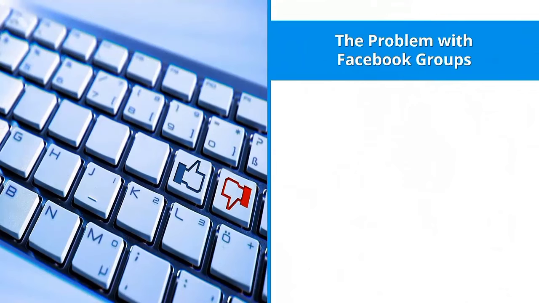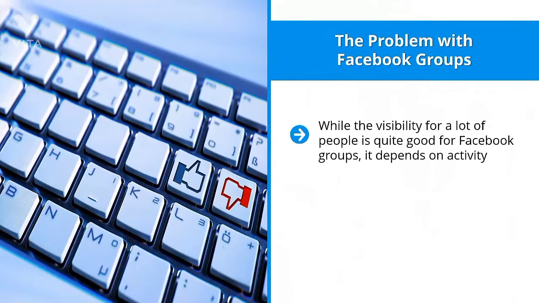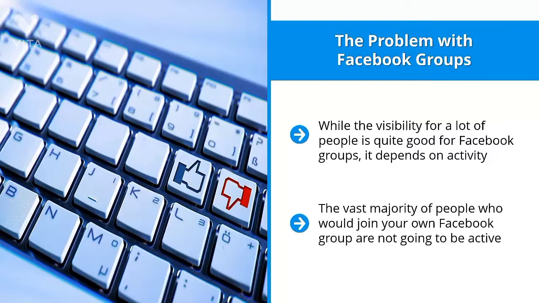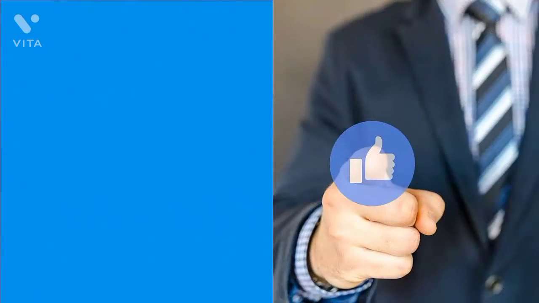The problem with Facebook groups. While the visibility for a lot of people is quite good for Facebook groups, it depends on activity. If the individual group member is not all that active in your group, maybe the person isn't liking or commenting, they're not going to get as many notifications on their Facebook update section than somebody who is active. This is a big drawback. The vast majority of people who would join your own Facebook group are not going to be active. They're just there to read information. They're just there to sit back and check out what you have to offer.